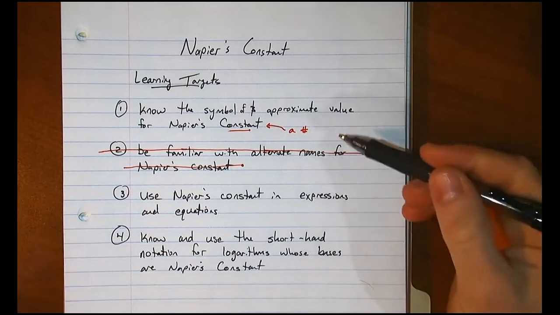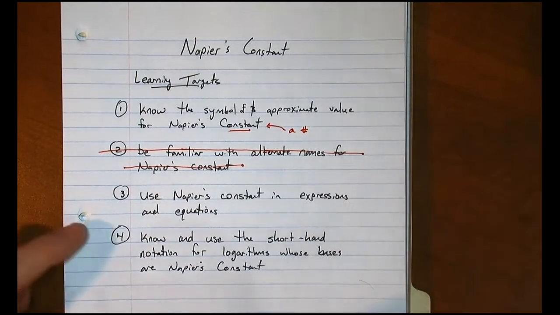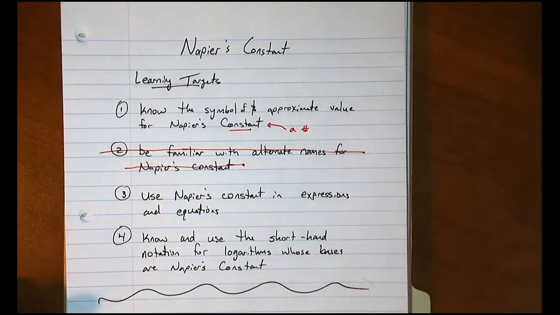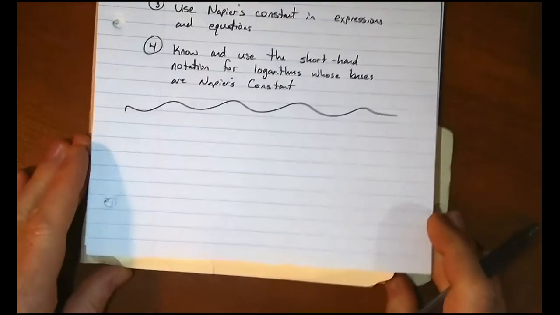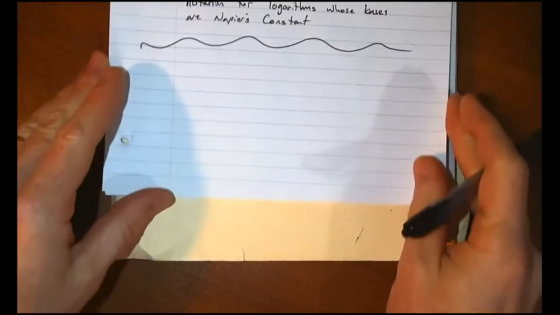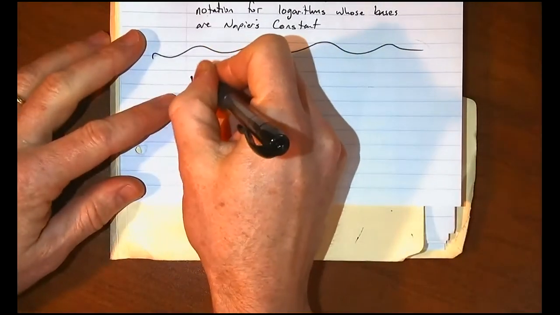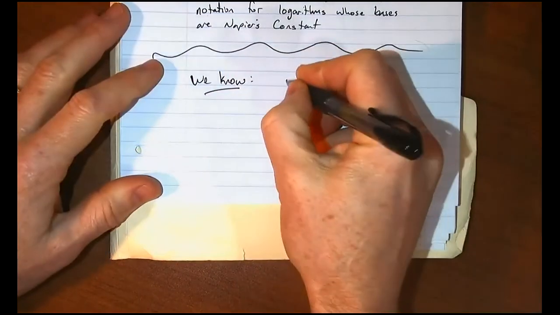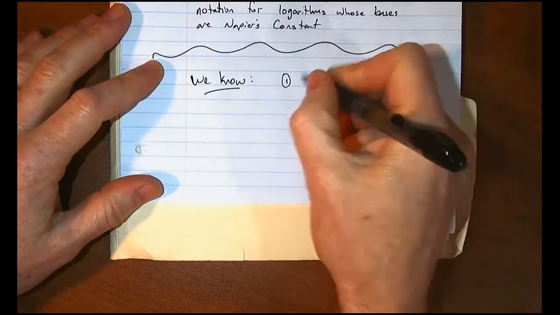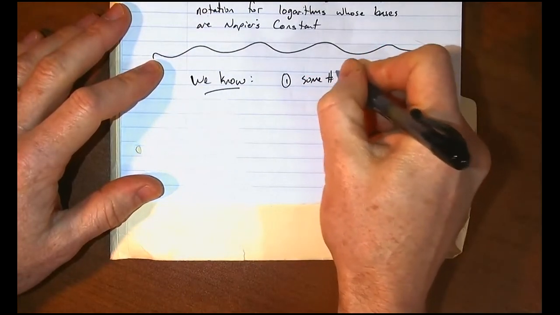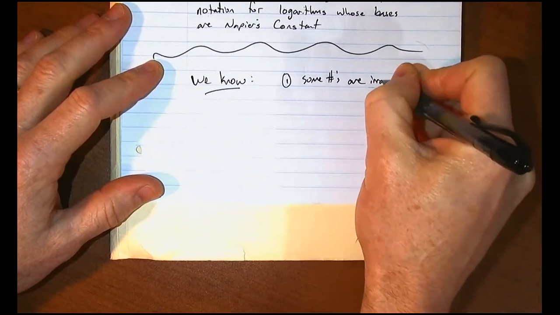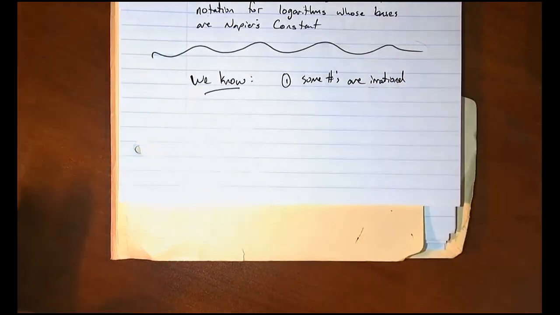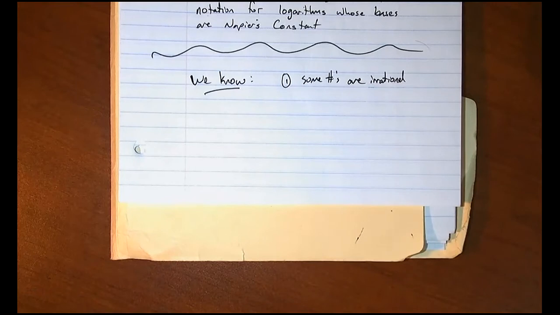All right, so let's get started here with learning objective number one. Just what is Napier's constant? What's its value? What's going on with that? A little bit of background for just a second. One thing that we know is that there are different kinds of numbers, and some numbers are irrational. When you think about irrational numbers, probably for most people, the first thing that comes to mind is pi.